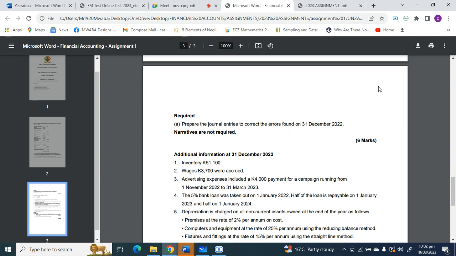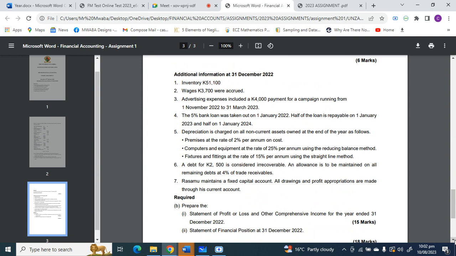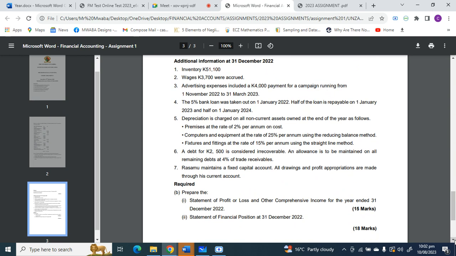After that, we also now have additional information. Whenever I'm doing these questions for financial statements, always come to the additional information, because this is where more adjustments are going to be made. So here, inventory 51,100. This is the closing inventory. The opening inventory is in the trial balance; closing inventory is given to you.